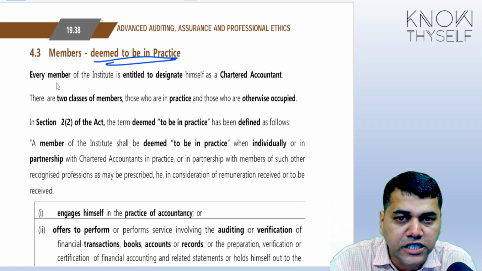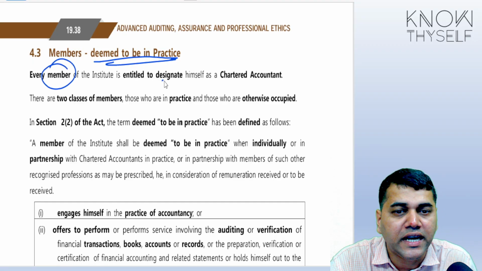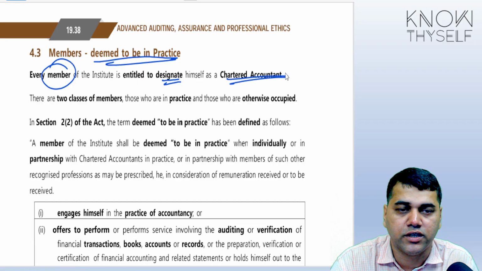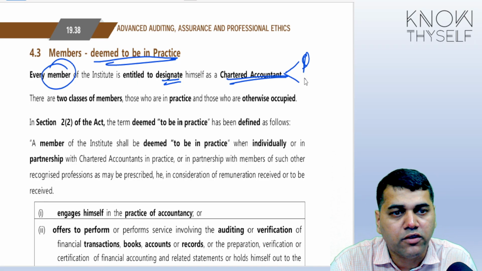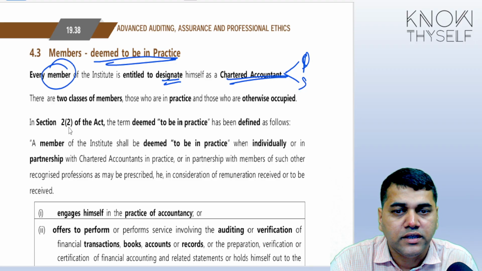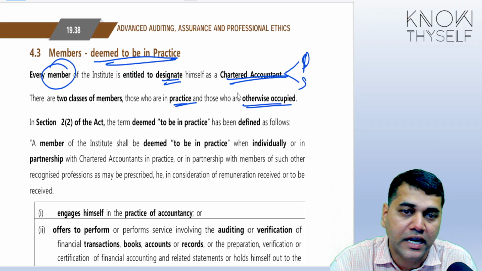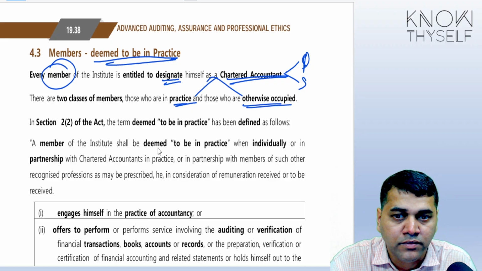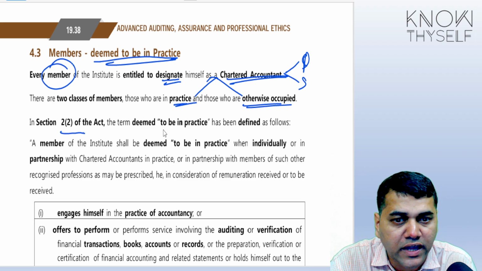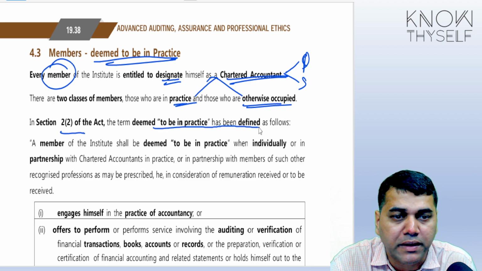Every member of the institute will be entitled to designate himself as a chartered accountant, whether you are in practice or whether you are in service. There are two classes of members: those who are in practice and those who are otherwise occupied. As I told you, two classes. Now, section 2, subsection 2 of the Act talks about being deemed to be in practice.